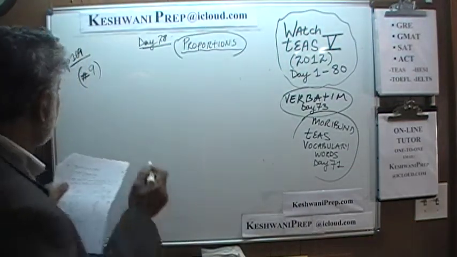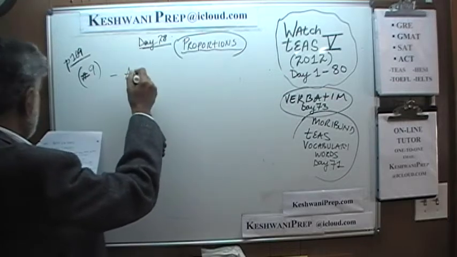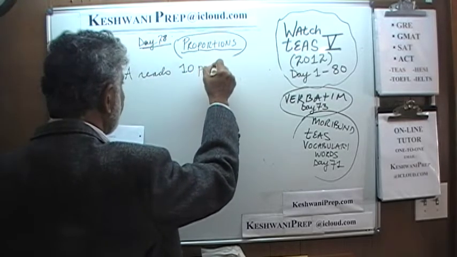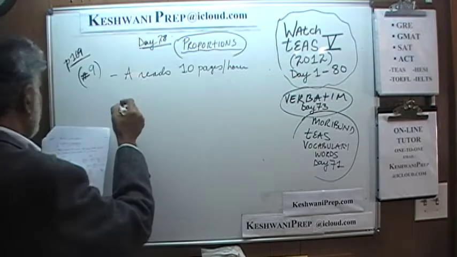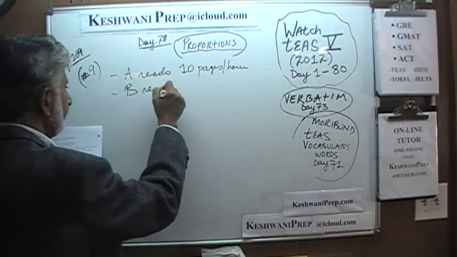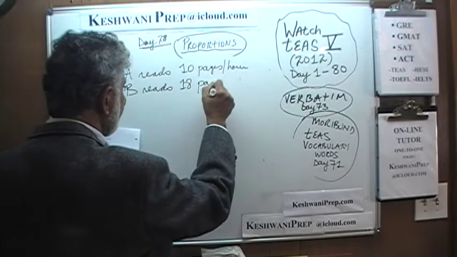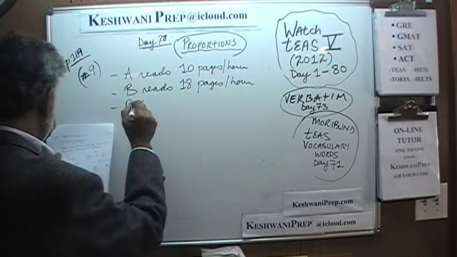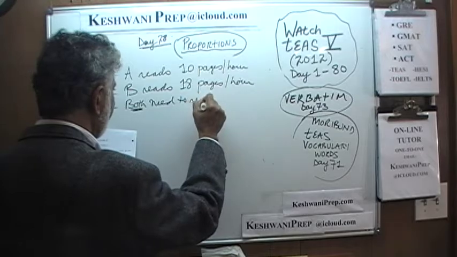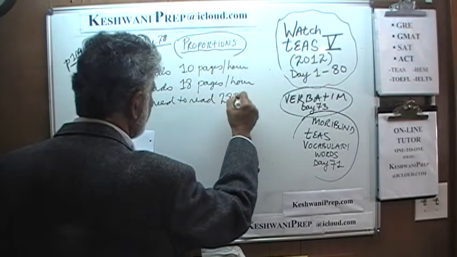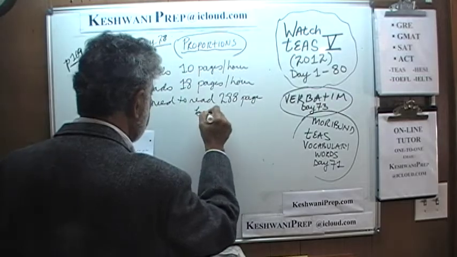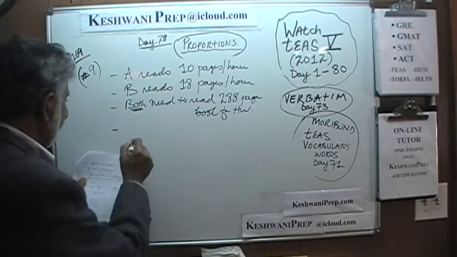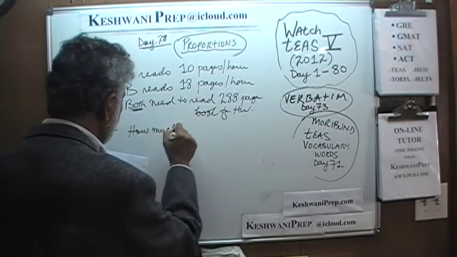We have 2 people here. We are told that Mr. A reads 10 pages per hour. We are told that B reads 18 pages per hour. And we are told that both need to read a 288 page book for homework. The question simply is, how much sooner will B get done?